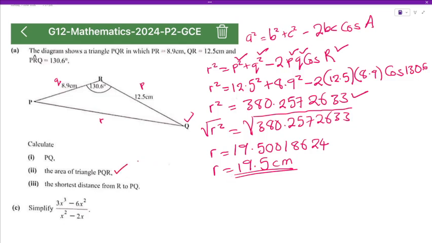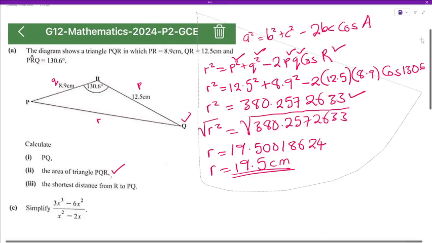Coming to the area of a triangle. This one is actually the simplest when you're dealing with this type of equation, because you remember we said when you're finding the area of the triangle, the formula is, let me just clear some space here. So whatever from finding the value of R, let us replace that with 19.5. Okay, I've taken note. Let me clear.